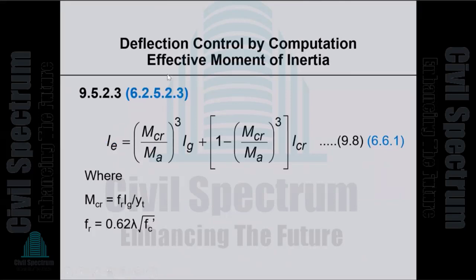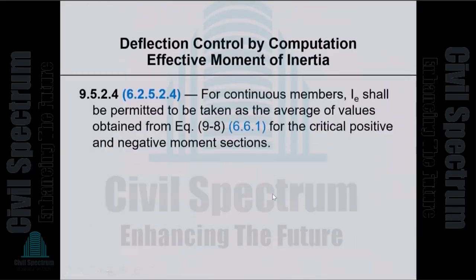M sub CR again is the cracking moment, given by this expression. The f sub r is the modulus of rupture. We saw the expression for that. And anyway, this is the effective moment of inertia that you are supposed to use in deflection computations. For continuous members, there are positive moment sections and negative moment sections.